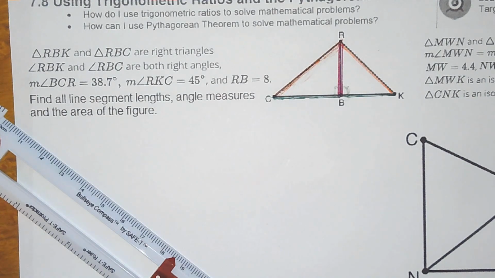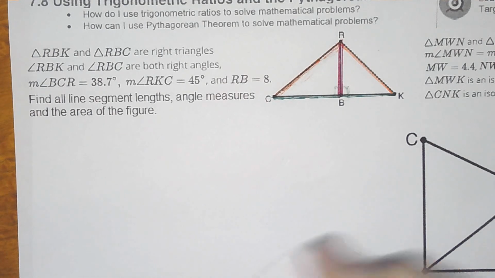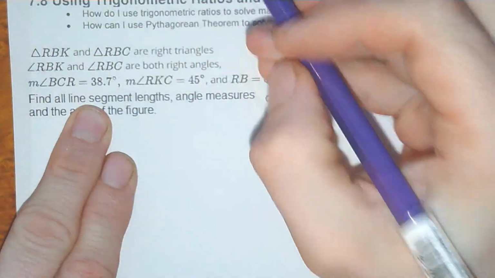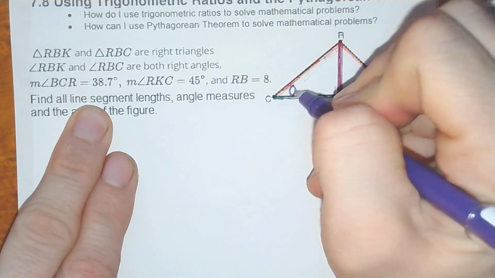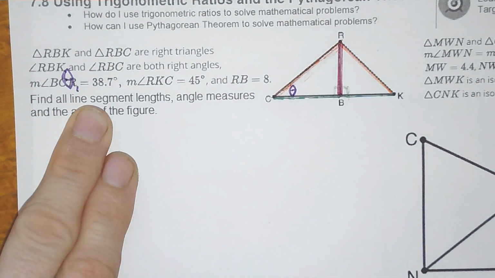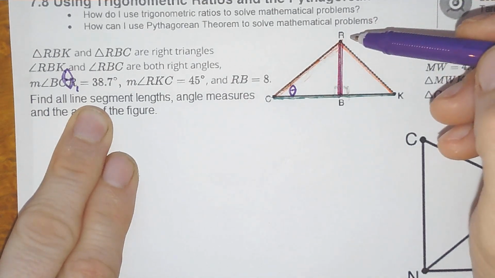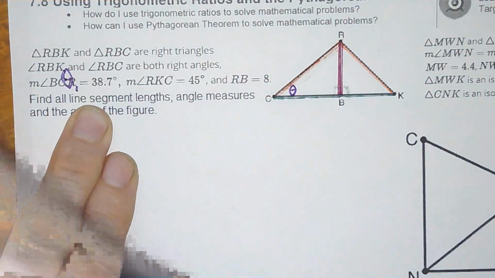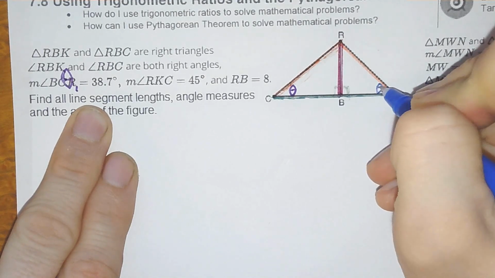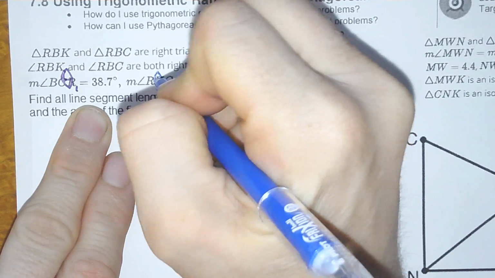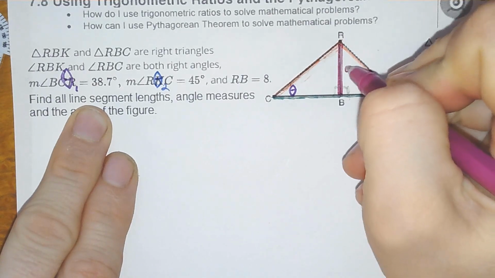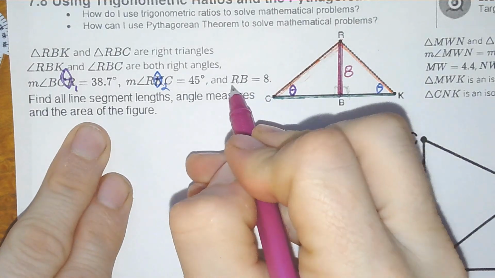All right, so there's my color-coded sides there, and then we're going to call the measure of this angle BCR my purple theta, or theta 1. Then we'll call angle RKC my blue theta, and I'll call that theta 2, just because that's the order they gave it to me in. Okay, and then RB equals 8. All right, so how can I figure out the rest of everything else?